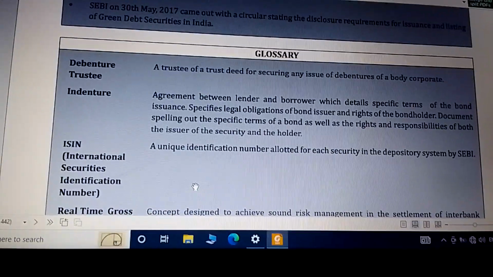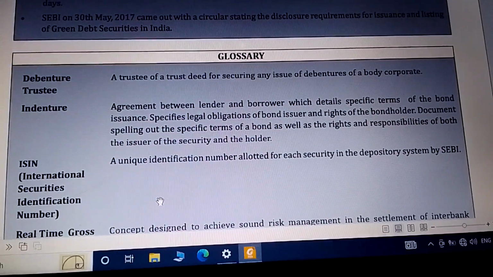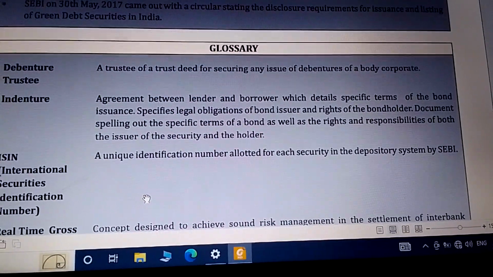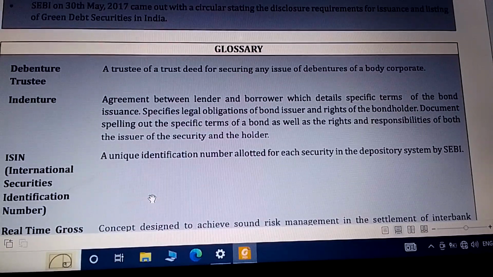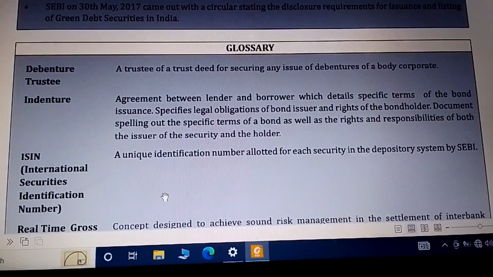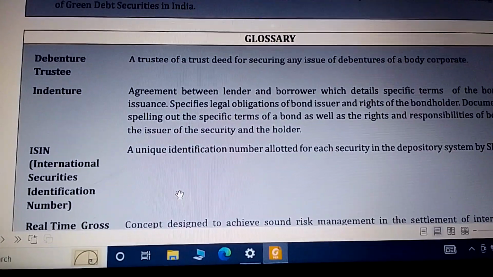Now, debenture trustee. A debenture trustee is a trustee of a trust deed securing any issue of debentures of a body corporate. The indenture is an agreement between the lender and the borrower which details the specific terms of the bond issuance and specifies the legal obligations of the bond issuer and the rights of the bondholder. It is a document spelling out the specific terms of the bond as well as the rights and responsibilities of both the issuer and the holder.